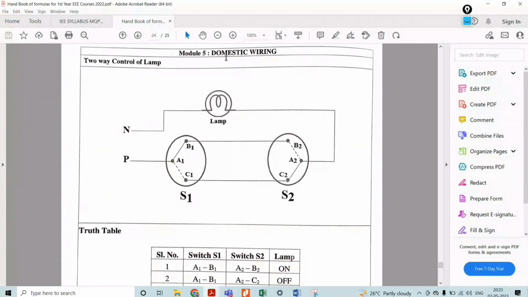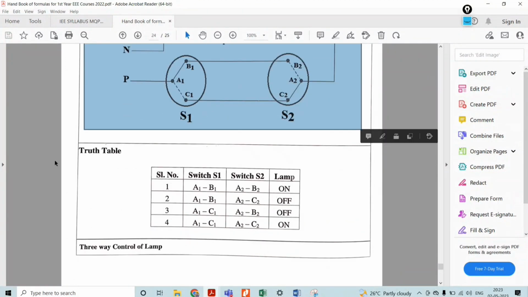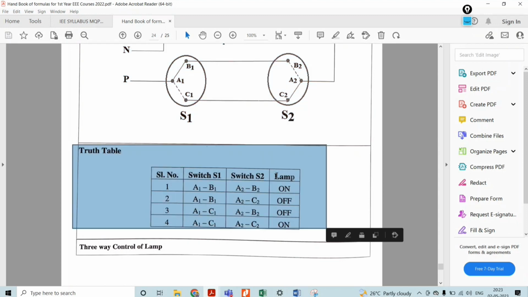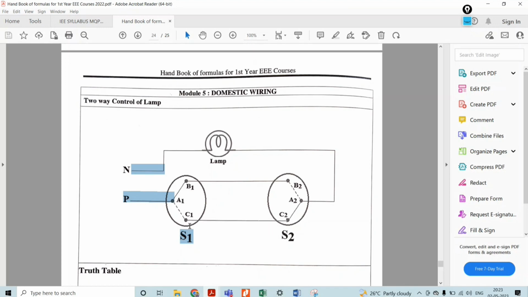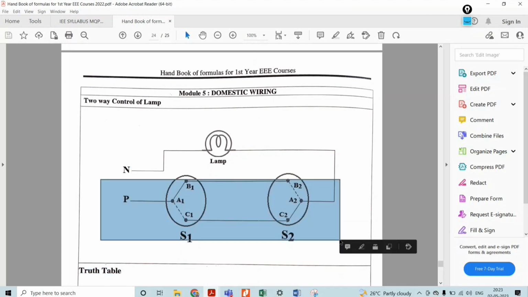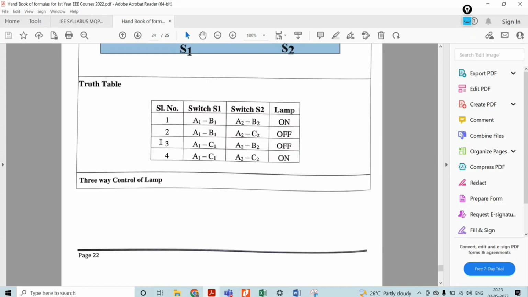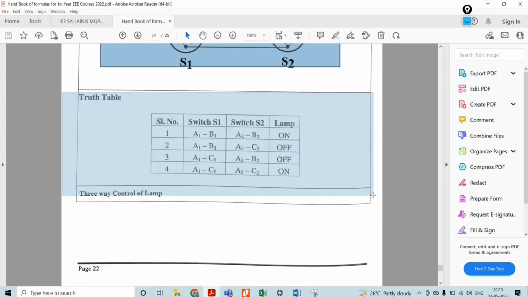Then with respect to the domestic wiring, there will be two-way control. This is the equivalent circuit corresponding to that truth table. Where will you use two-way control? Where there is a necessity for one lamp to be controlled from two different places. There we can make use of this two-way control. The best example is a staircase. Another one is a bedroom. In these two cases we use two-way control, and in corridors also it might be used. Then for the corresponding truth table, you can go through that.